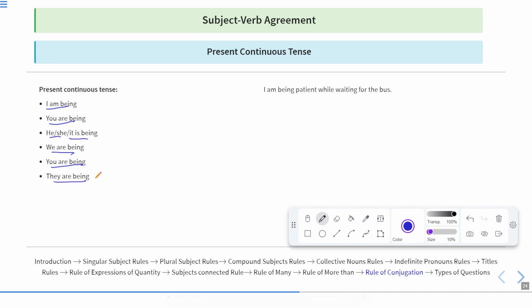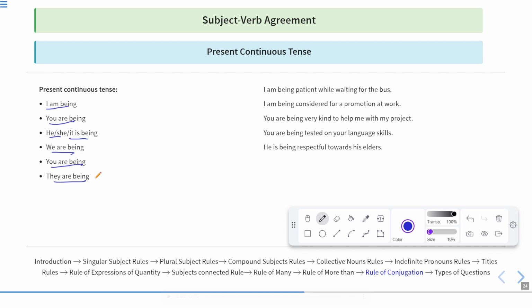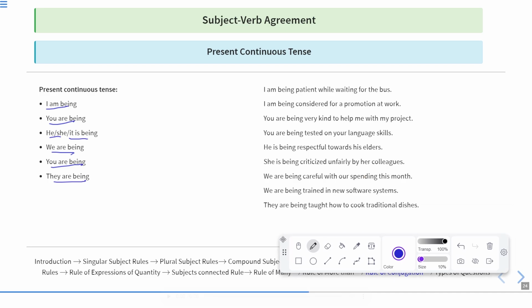I'm being patient while waiting for the bus. Now, here, I'm being patient means I had kept patience. I'm being considered for a promotion at work. You are being very kind to help me with my project. You are being tested on your language skills. He is being respectful towards his elders. She is being criticized unfairly by her colleagues. We are being careful with our spending this month. We are being trained in new software systems. And after this, they are being taught how to cook traditional dishes, and they are being advised on their investment portfolio. Now, all these sentences which you are seeing over here are passive voice sentences. Whenever we have "being" and after that the third form, it means the sentence is in passive voice.